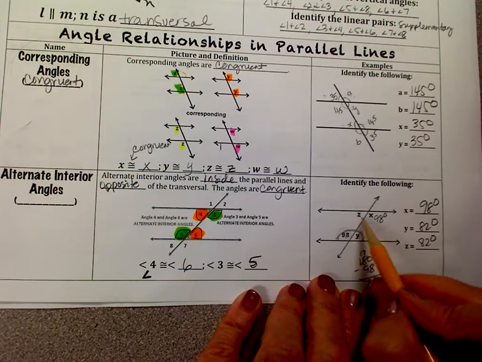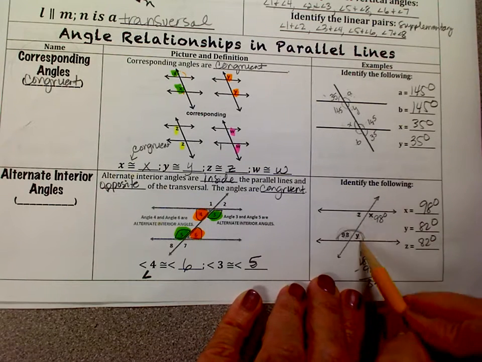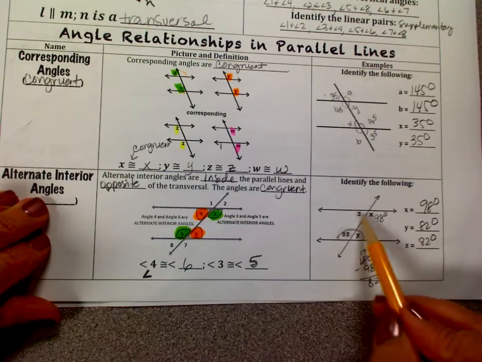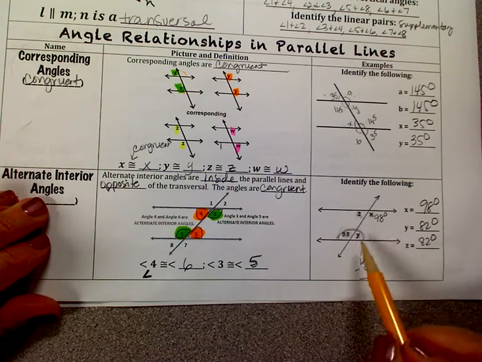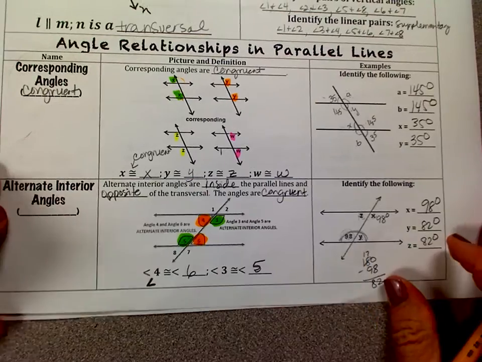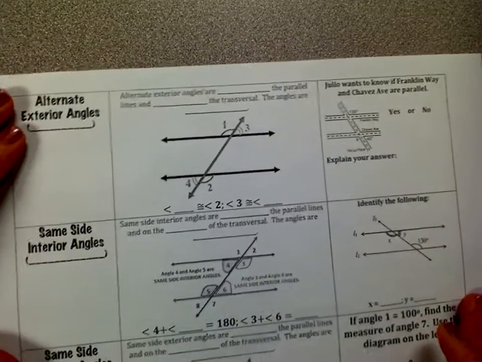So if y is 82, z is 82. You can also find z first and then find y, but alternate interior. Together those should equal 180. z and x equal 180, they're supplementary, and 98 and y. Okay, so next one.